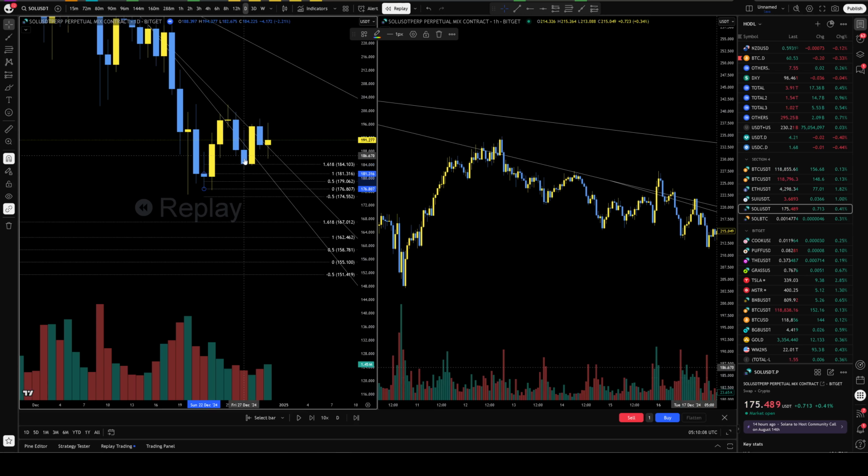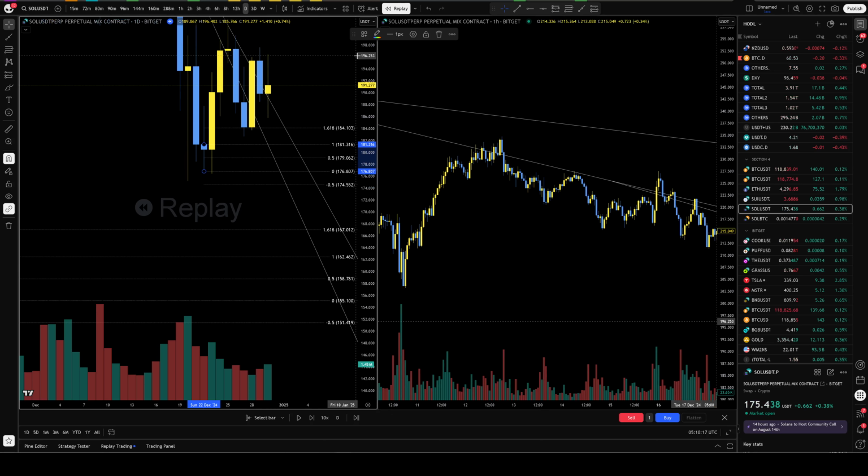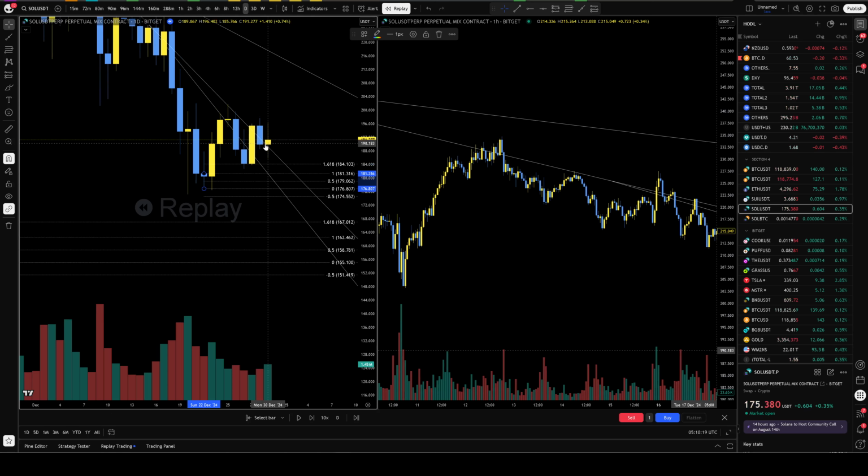Get to it. That move there is that one. But that would have been quite risky because it started just on the line. So personally, I wouldn't have taken that. Would have been better off taking the short off that, which is what this is.